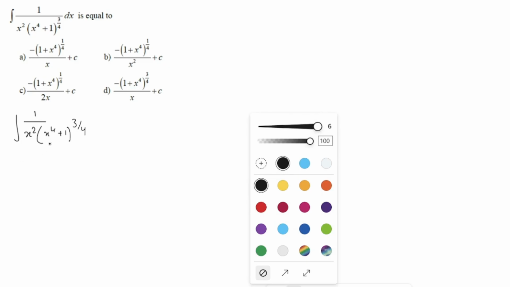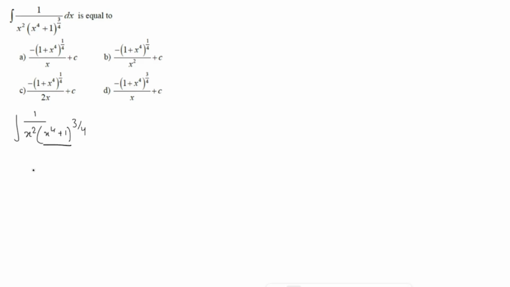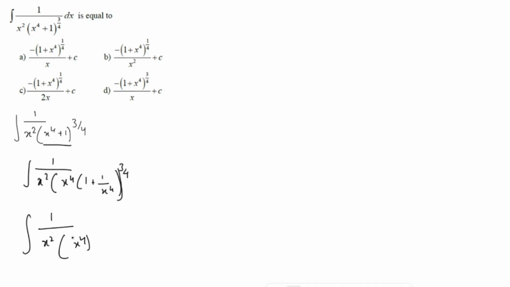Now in the x power 4 plus 1, if you take x power 4 common, it becomes 1 by x square of x power 4 into 1 plus 1 by x power 4, the whole power 3 by 4. Now we have to apply the power to both the terms. It becomes 1 by x square into x power 4 the whole power 3 by 4, into 1 by 1 plus 1 by x power 4 the whole power 3 by 4.